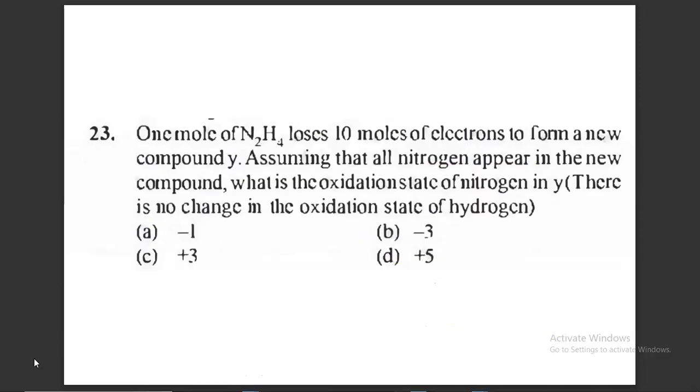23. 1 mole of N2H4 loses 10 moles of electrons to form a new compound Y, assuming that all nitrogen appears in the new compound. What is the oxidation state of nitrogen in Y? What would be the answer to this question? N2H4, if this loses 10 electrons, so it now yields N2, and this is in the plus 6 oxidation state. This is Y. So 23 would be C.